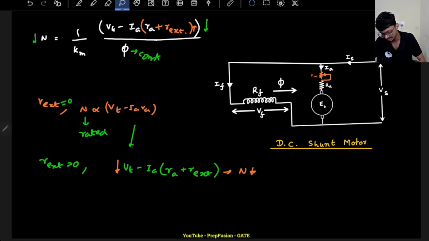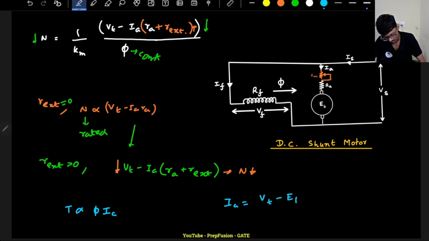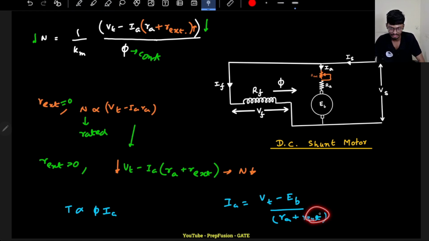Now here also, what is happening in the transient? Initially, if I connect an R external, there is a bit of drop. Due to the drop, speed reduces. So what about the torque? Torque is proportional to flux into Ia. Now Ia is equal to Vt minus Eb divided by Ra plus R external, obviously. So if I keep on increasing the R external, the Ia reduces. If the Ia reduces, the developed torque reduces.